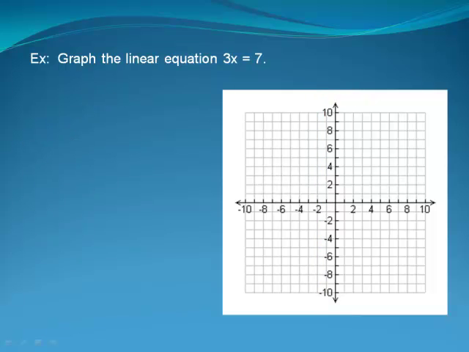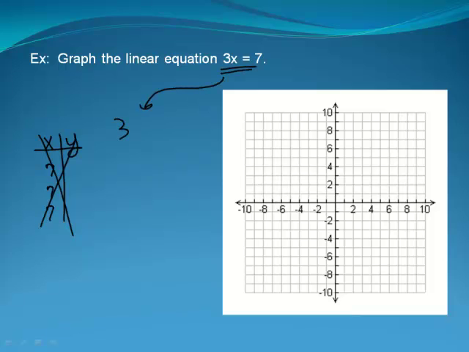Be careful with these problems. 3x equals 7. Now, this is a special case because we're missing a y. But a lot of times what students will do is they will say, well, I'll do exactly what I did on the other one. I'll set up my table. And they just look at the number on the right-hand side of the equation and they'll say, well, x has to be 7. And that's wrong. Because this particular equation is not solved for x.